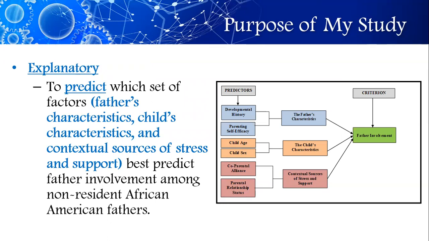So remember, I said that word predict is key in explanatory research, because ultimately what we're trying to do is to explain why, right? So why is it that some fathers are more involved in the lives of their children than others? So what are the factors that predict these varying levels of involvement? Okay, so the purpose of my study, again, was explanatory.